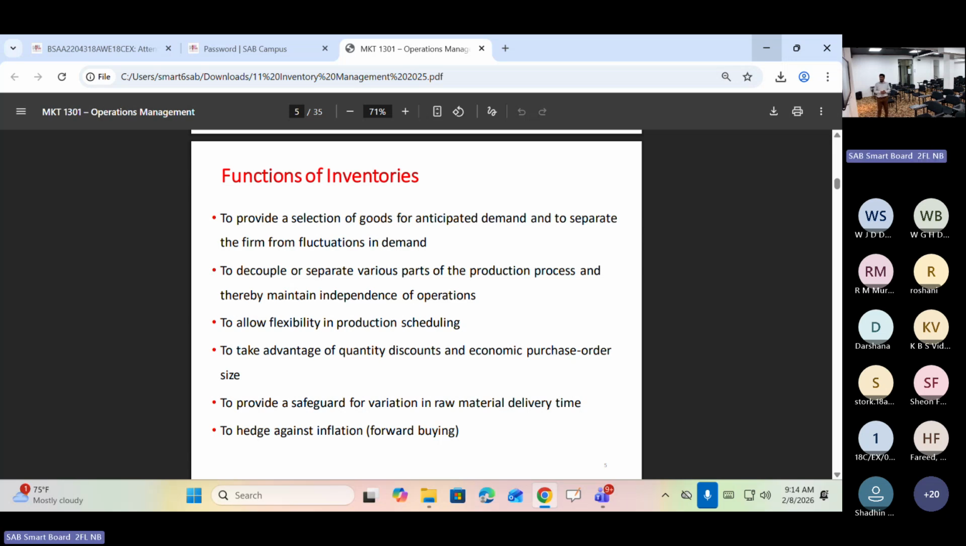First one is from finished goods inventory. Second one is from WIP inventory, and the third one from raw materials inventory. Well, the other three are common functions of inventories, and that you can simply understand.